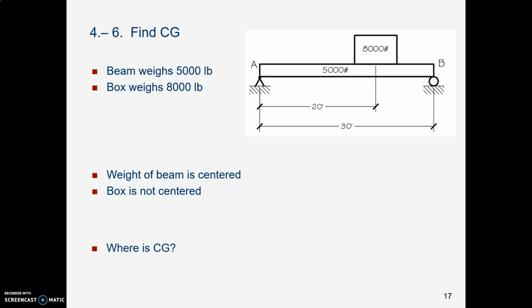And before we start figuring, let's think to ourselves, where would we predict it might land? Would the center of gravity land smack in the center? No, probably not, because there's an 8,000 pound weight over here. Which side of the center is it likely to land? I'm going to say it's probably going to be to the right of the center, because that's where more of the weight is sitting. Let's see if I guessed right.